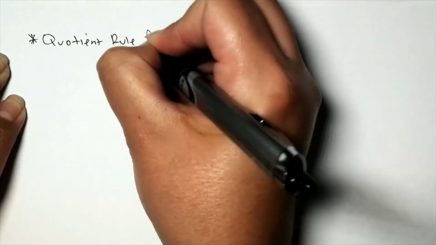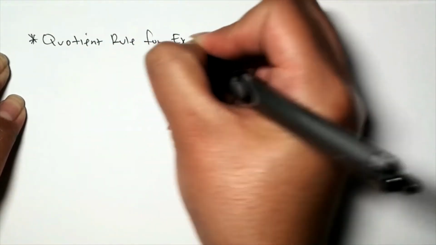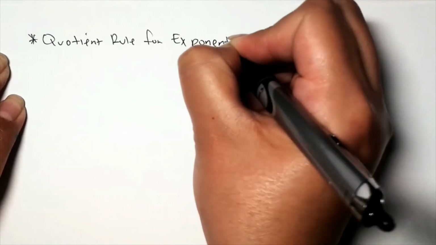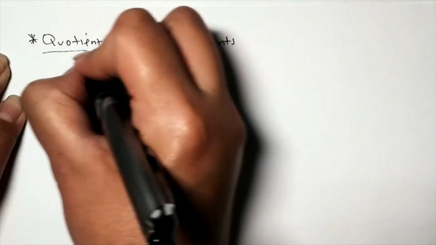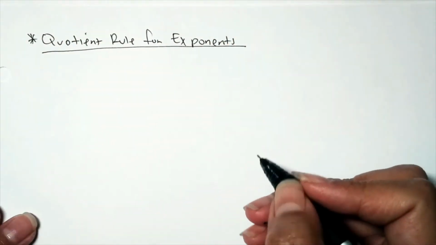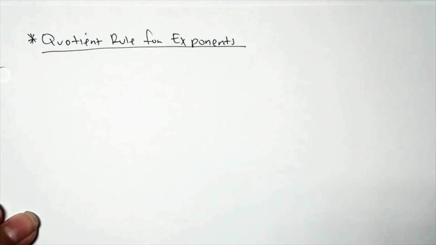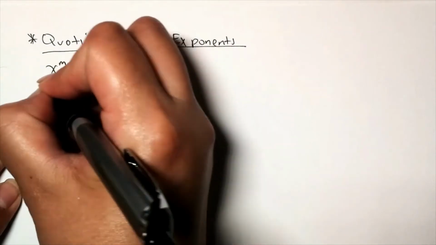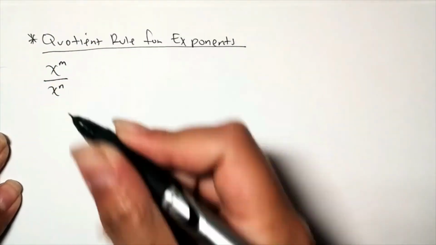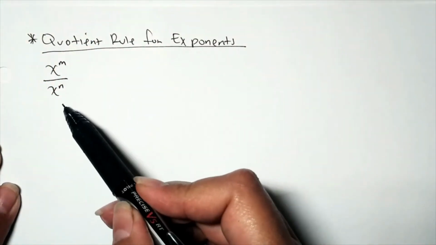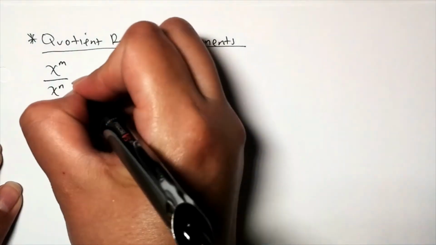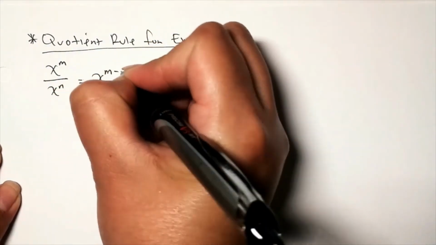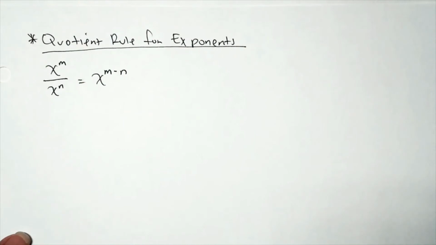Quotient rule for exponents. Okay, so I'm gonna write it down for you how it's in the books. Okay, so we have x to the m over x to the n. So you're dividing two things that have the same base, and by some miracle that gives us m minus n.